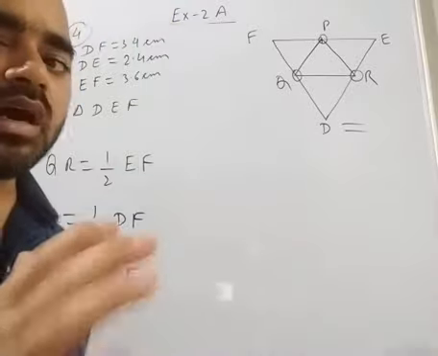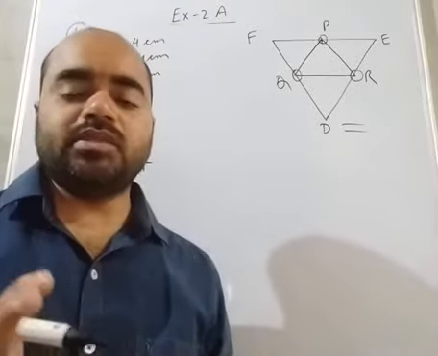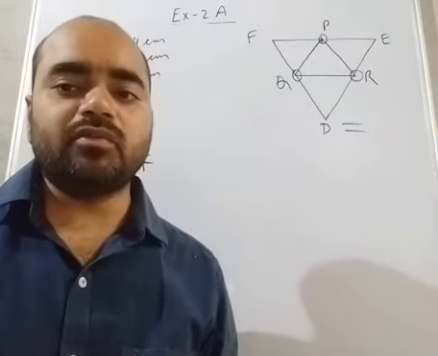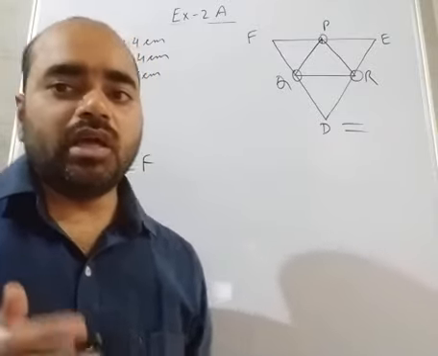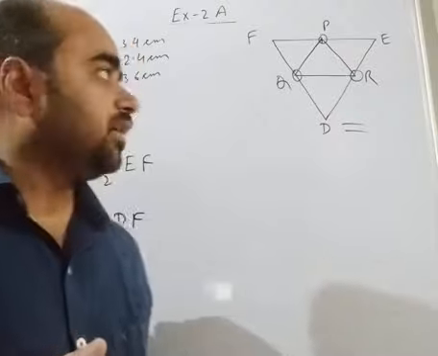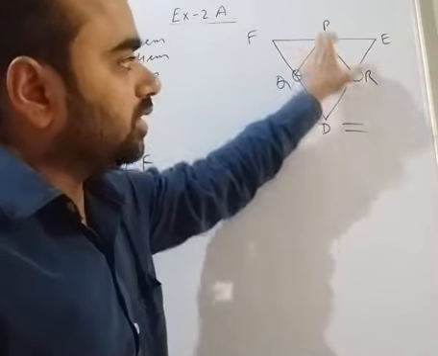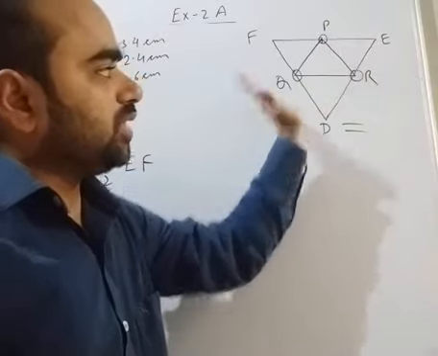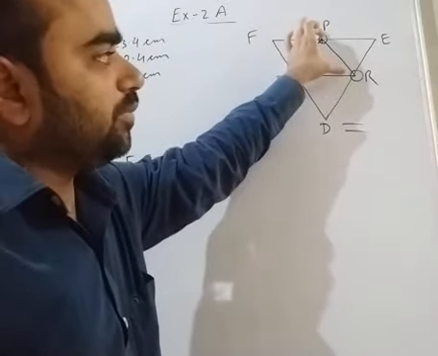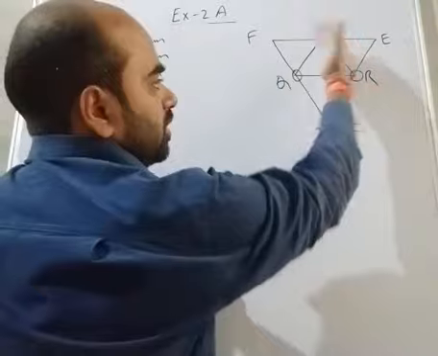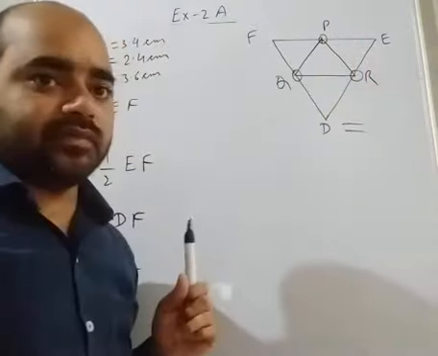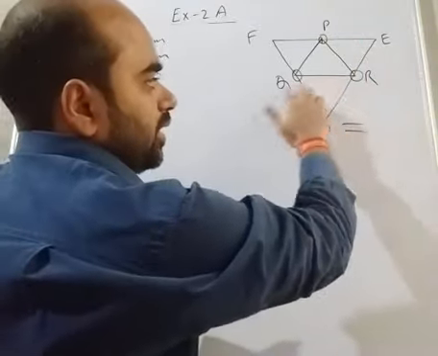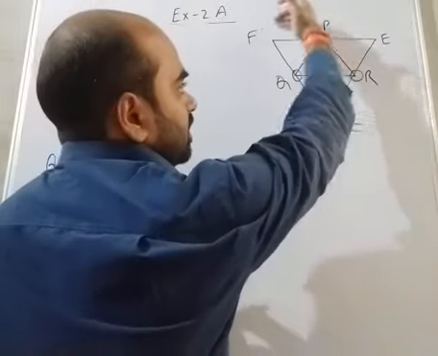How to identify the triangle, meaning how to apply the midpoint theorem? First we have to identify the triangle, and then identify the sides. Whenever you join the midpoints, like we are joining P and R, then see the opposite side. Joining P and R, PR, what is the opposite side? The opposite side is DF. Similarly, joining QR, the opposite side is EF.